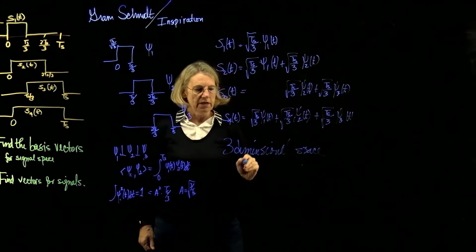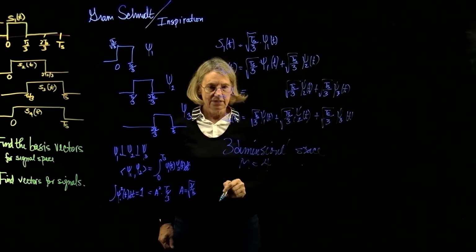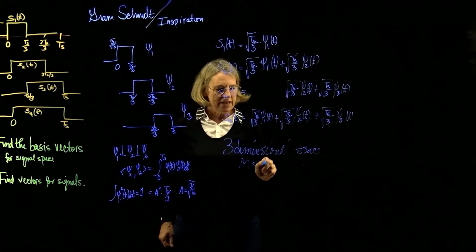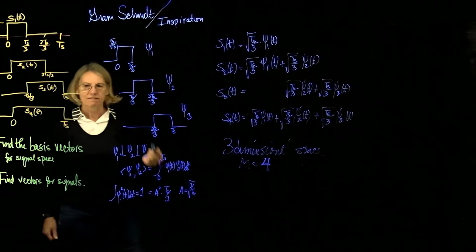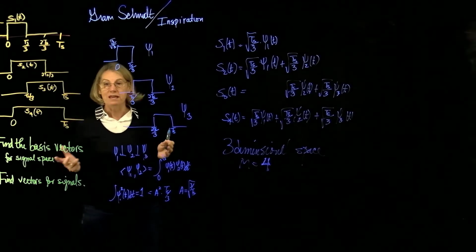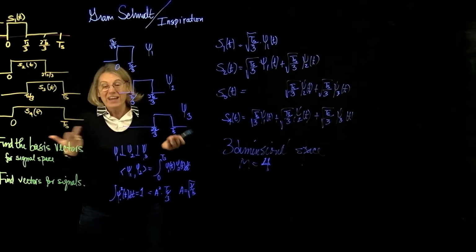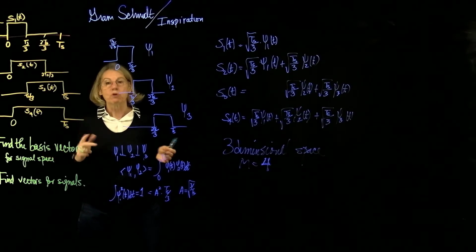Even though m equals 4, the space is smaller in dimension than the number of symbols. And what does that mean? Why did that happen? Was it inevitable? Yes, it was inevitable.